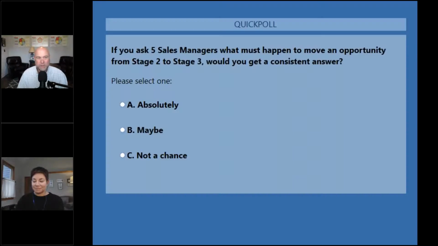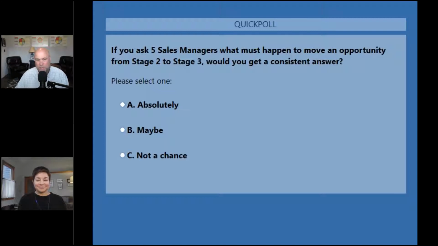If you were to ask 5 managers what must happen to move an opportunity from stage 2 to stage 3 in your pipeline, would you get a consistent answer? And you can even change that question to sales rep. But if you were to ask anyone in your organization that's in sales, what must happen to move an opportunity from stage 2 to stage 3, would you get a consistent answer? So is it absolutely they would know, for sure? Maybe they might know, or there's not a chance.